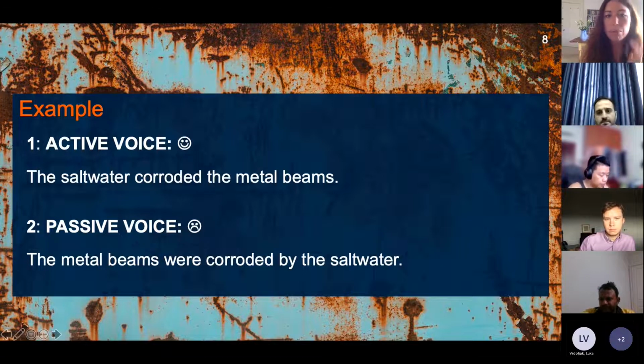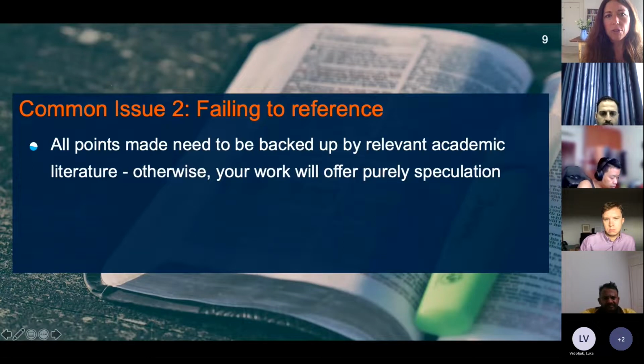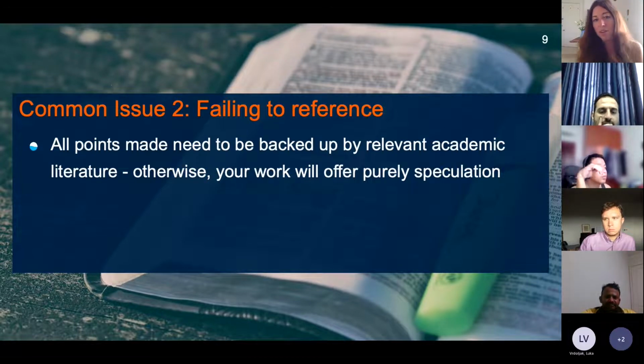Okay, so that's one example of a particular issue, which is the issue of voice, so aiming for the active voice. Another issue then is failing to reference, which is a particularly bad offense when you're writing an academic piece of work. It's absolutely essential that everything you write is backed up by relevant academic literature. Otherwise, if you're just making points out of thin air, it's speculation. It's not rigorous work. So you need to back up all points with relevant literature.